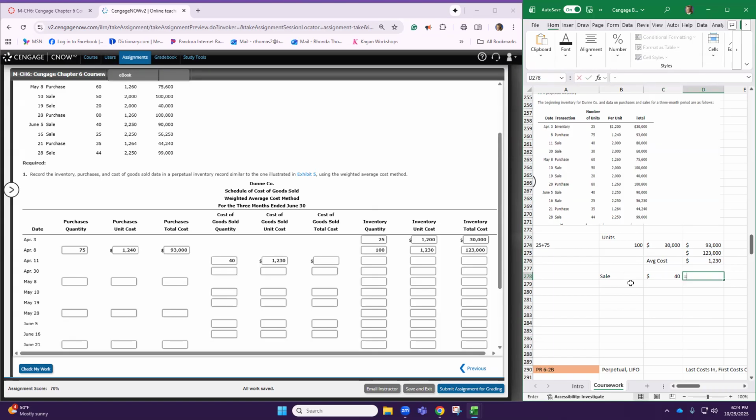Okay, so let's do the total for this. That would be 40 units times 1,230. Yep, 49,200. You have 60 units remaining. 60 times 1,230. I can just use a calculator. I'll just put remain or balance. Balance on April 11th is 60 units.